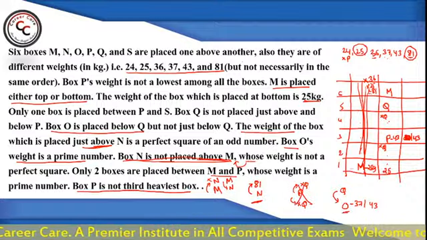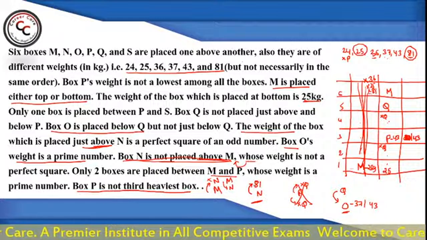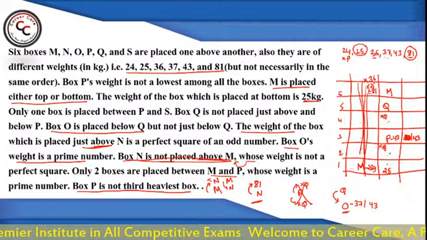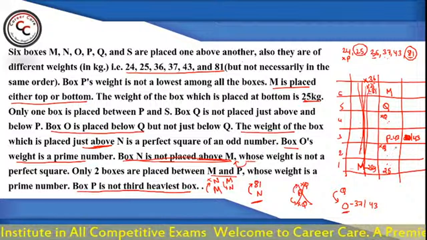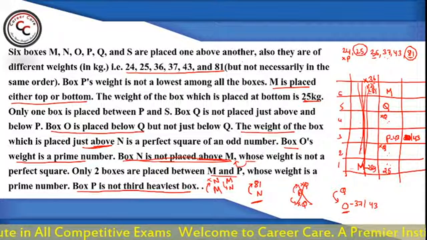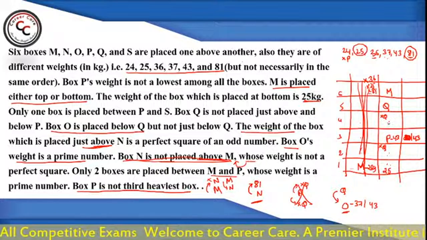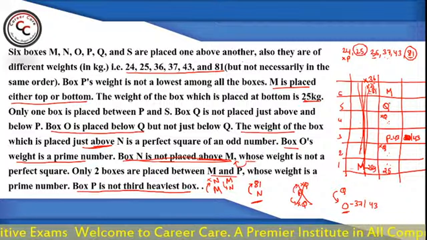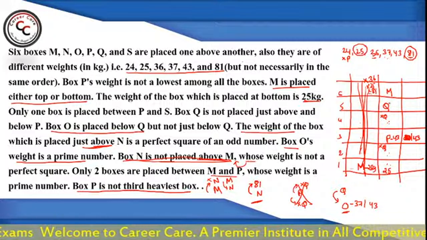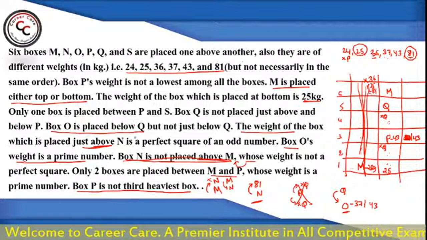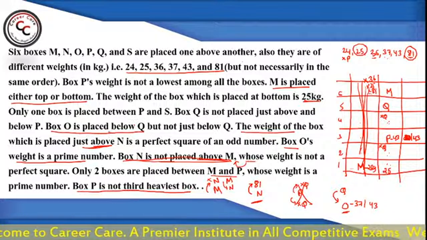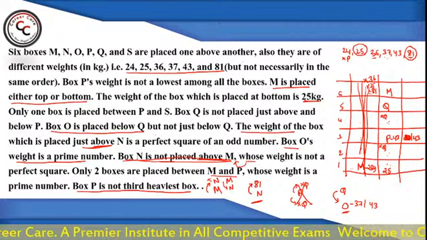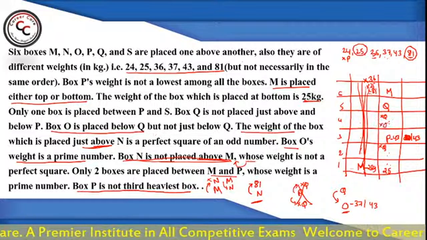Let's see. Above N, what should be there? 81 kgs. So N, if I put here, 81 kgs, okay. N 81, all right. Here also you can put. So that means we are getting possibilities. Now let's see any other point we have. Box O is placed below Q, but not just below. So here you cannot put O.